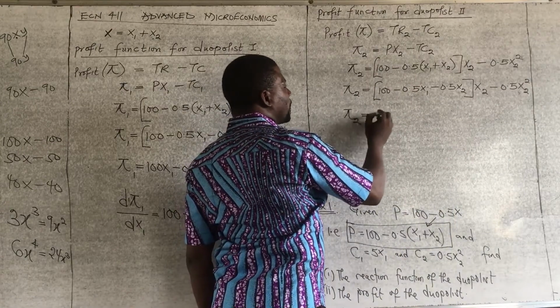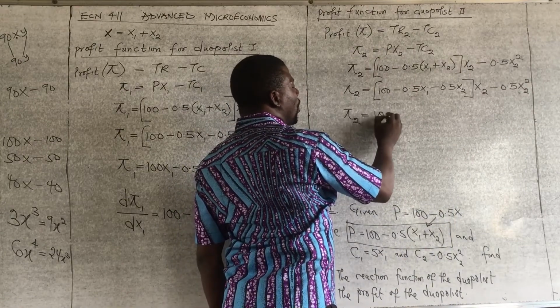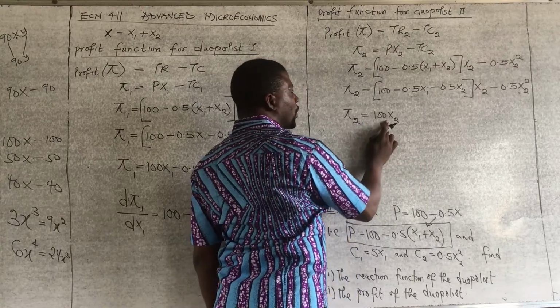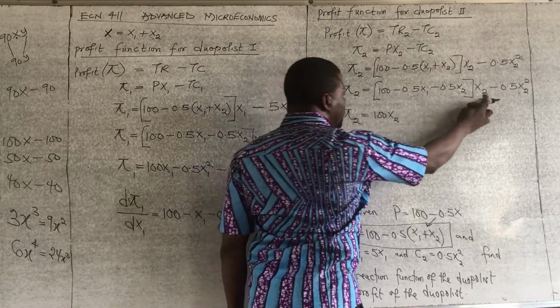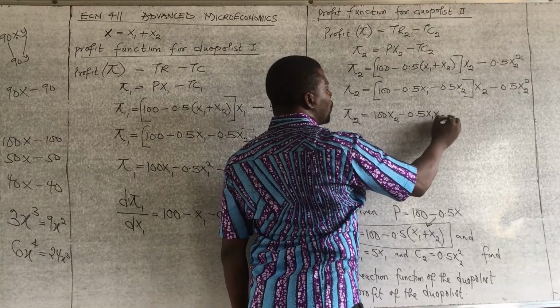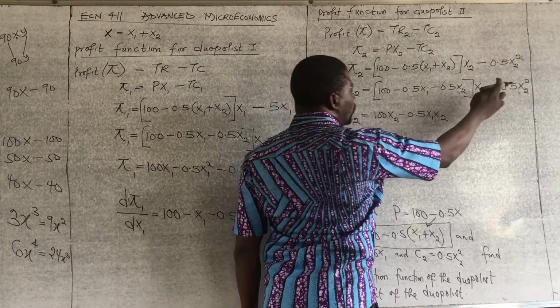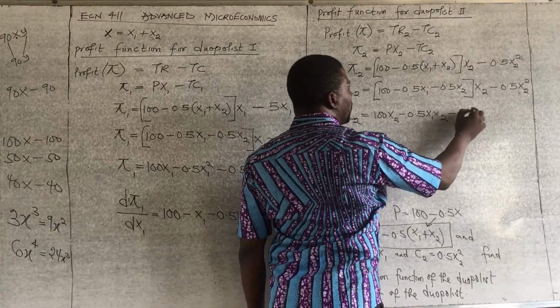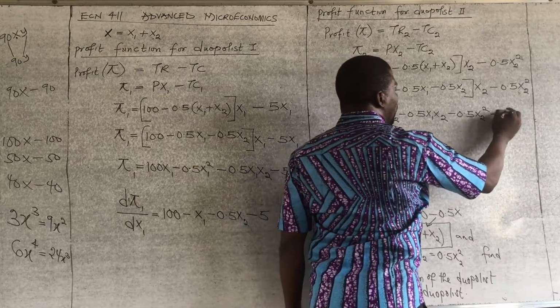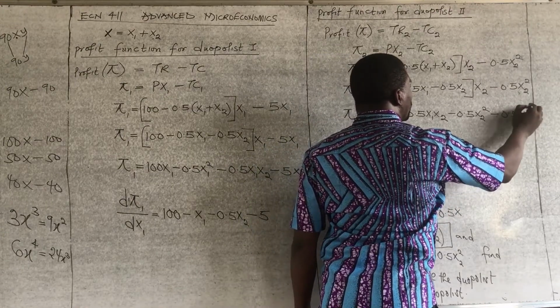So what will our profit be now? Expand the big bracket. 100 times x2 is 100 x2. Minus 0.5 x1 times x2. Then minus 0.5 x2 times x2, which is minus 0.5 x2 squared. Then minus 0.5 x2 squared.